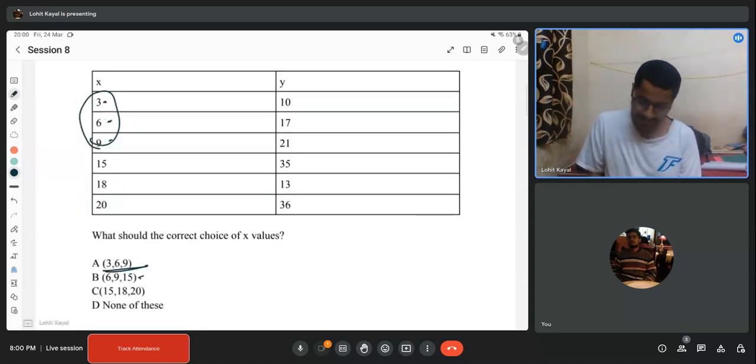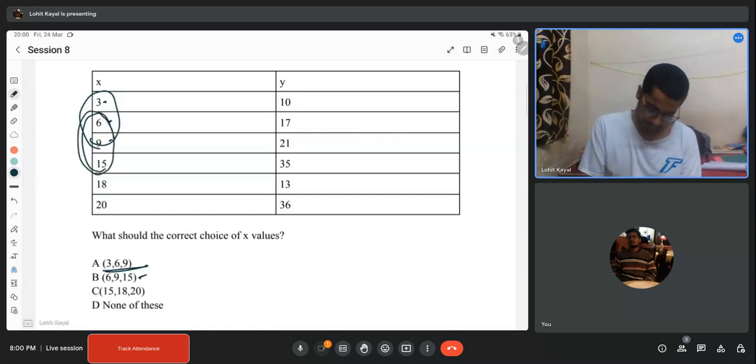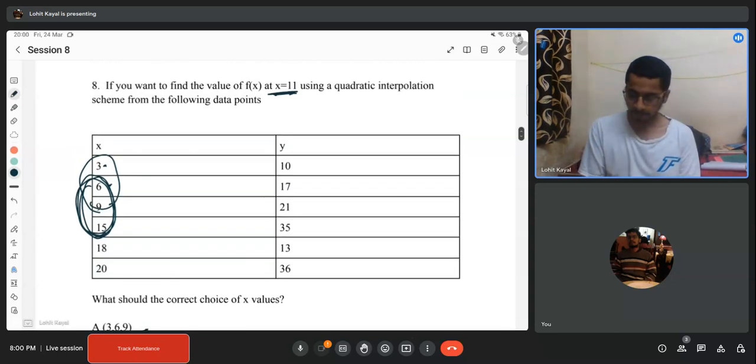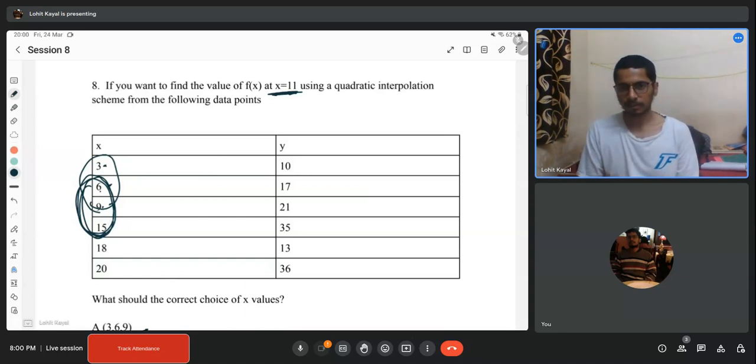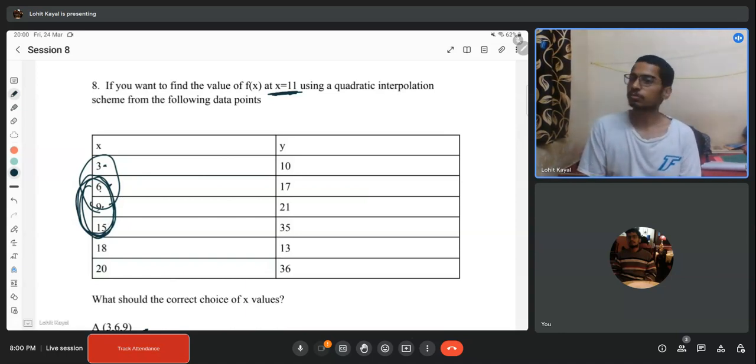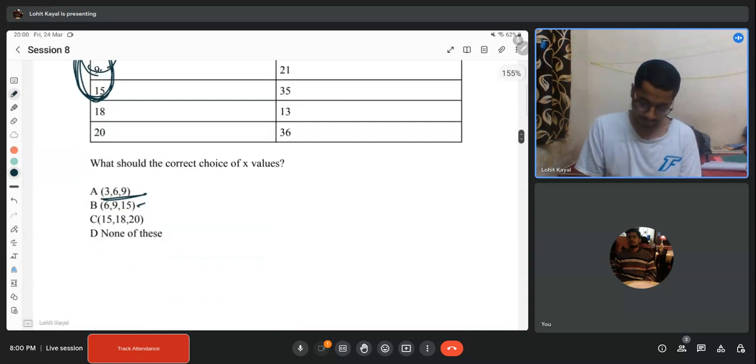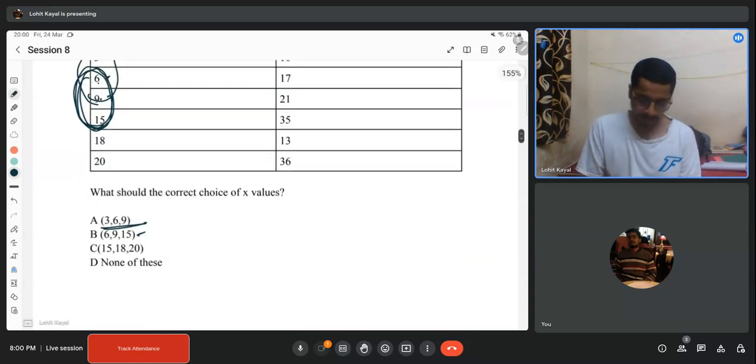Now the second option is 6, 9 and 15. So 6, 9 and 15, right? Here this set brackets the point x equal to 11. 11 is greater than 6, greater than 9 and less than 15. So this can be a suitable choice. Also, there can be another option.